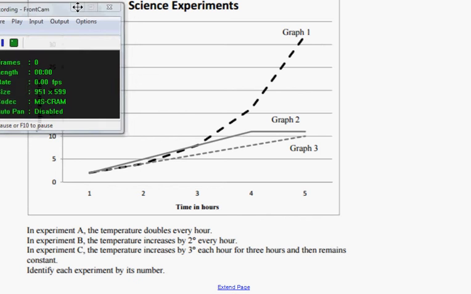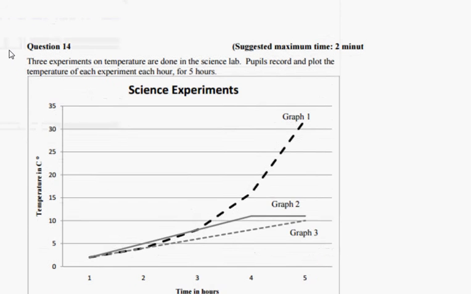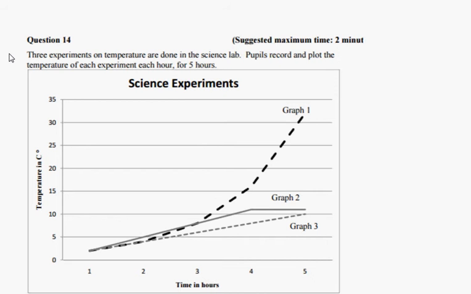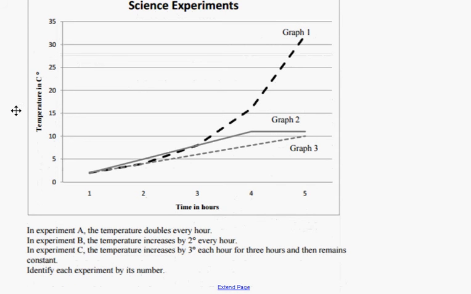Okay, so in question 14, 3 experiments are done on temperature in a science lab. Pupils record and plot the temperatures for each experiment each hour for 5 hours. In experiment A, the temperature doubles every hour. In experiment B, the temperature increases by 2 every hour. And in graph C, the temperature increases by 3 every hour for 3 hours and then remains consistent. Identify each experiment by its number.